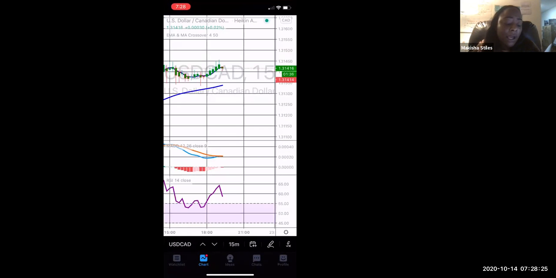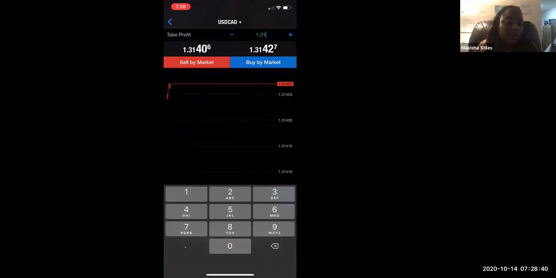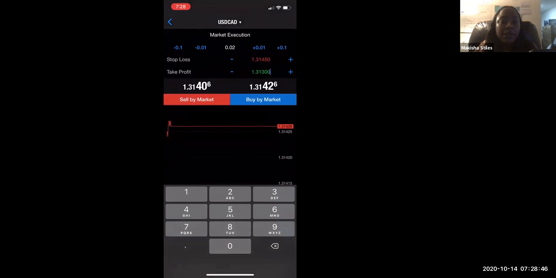I know it's a sell, so I'm going to go down and say, okay, I want to take profit at 1.31300. So I will go back and place it in. And those are the numbers. You can hardly see them. Okay, there it is. So these are the numbers that I'm going to put in, but I'm going to put them in for a sell.